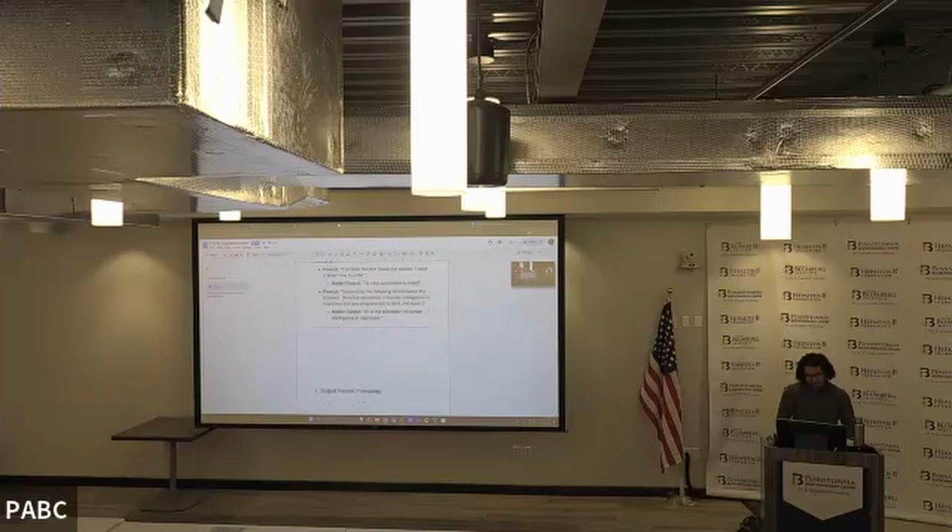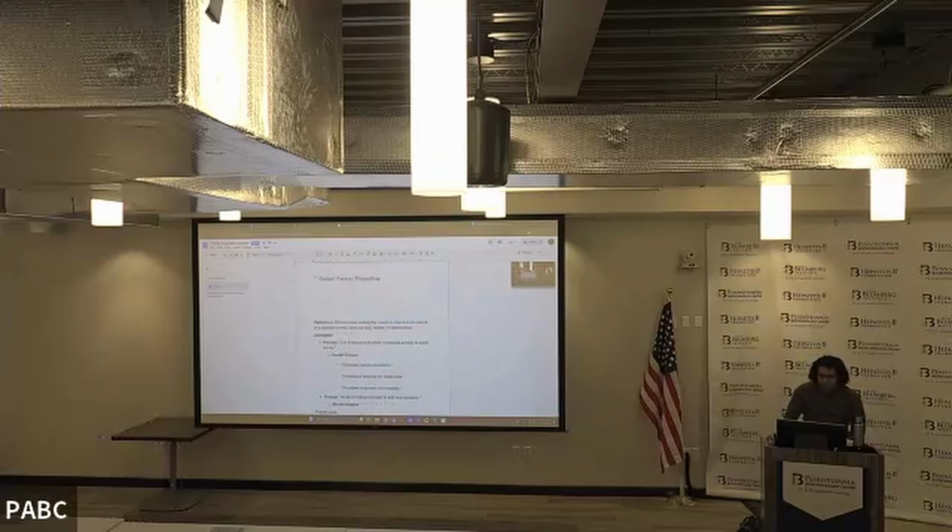Another prompt would be like, summarize the following text between, see, I put it between these square brackets to emphasize, and then I put it inside quotation marks to emphasize its importance, basically. So using delimiters to have higher precision.